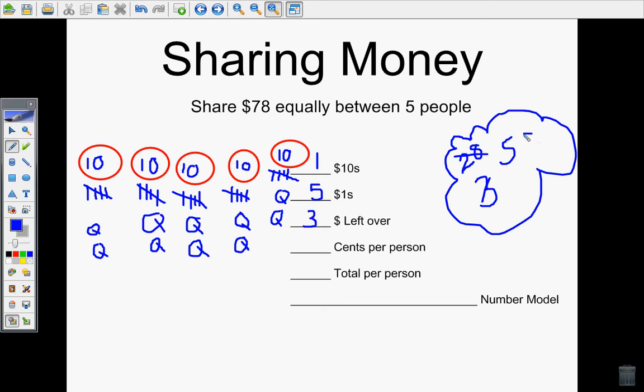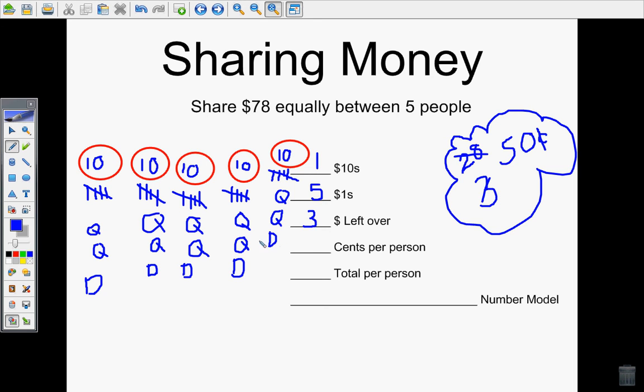How could I break 50 cents up for 5 people? I've used up my quarters. Probably want to try dimes next. So we got 10, 20, 30, 40, and 50. That worked out perfectly. I used up all of my cents.